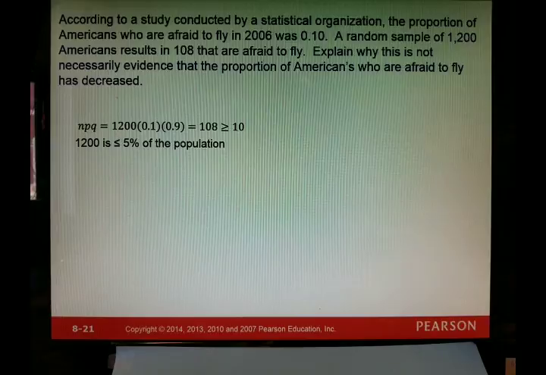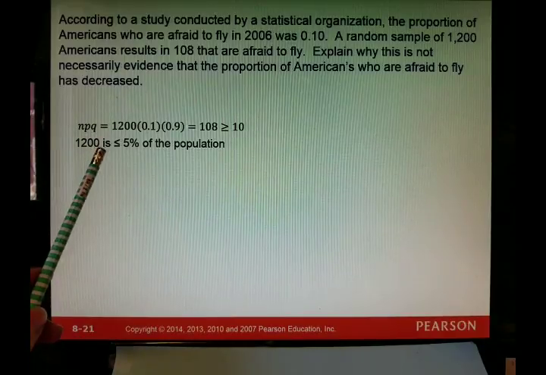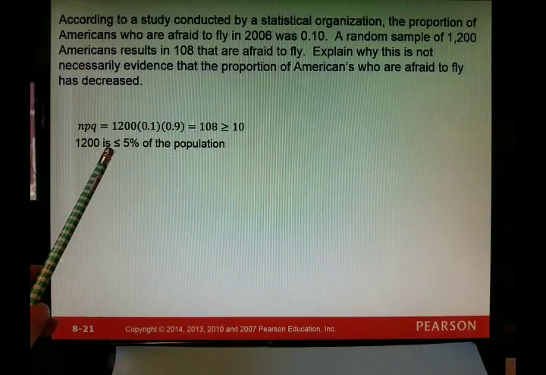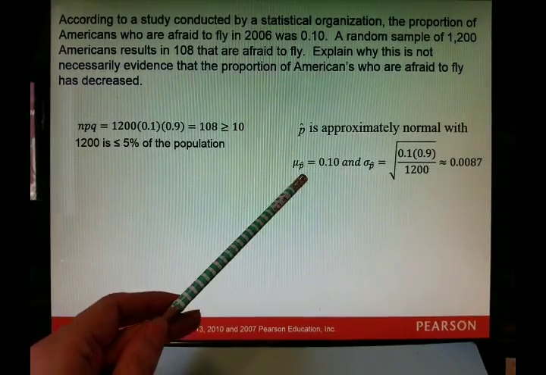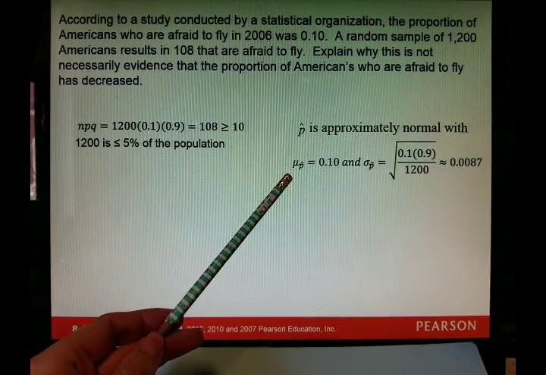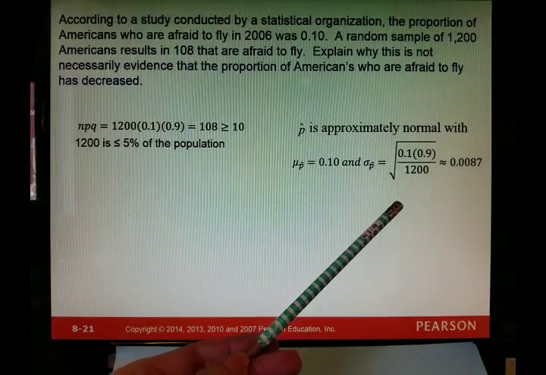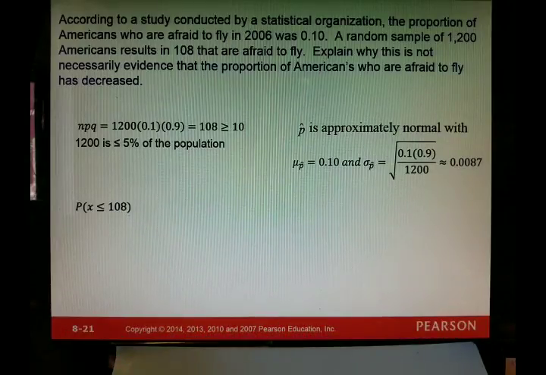So first off, my npq, that was 108. So it's definitely bigger than 10. And 1,200 is definitely less than 5% of the population of Americans in our country. So if I proceeded on, therefore the p-hat would be approximately normal with a mean of 10% and the standard deviation as follows. And so we're looking for the probability that X would be less than or equal to 108 of them. 108 afraid to fly.